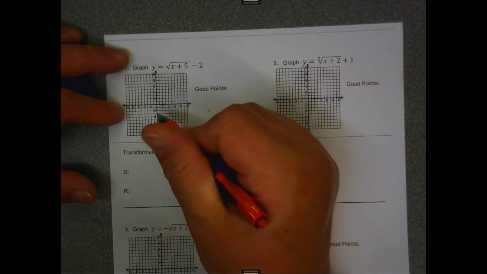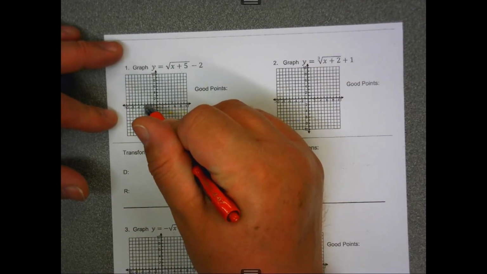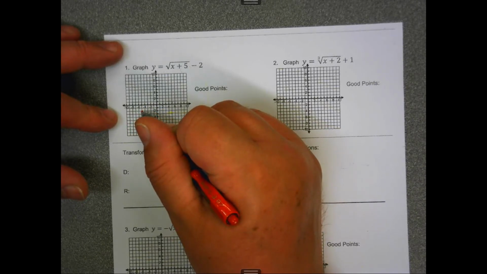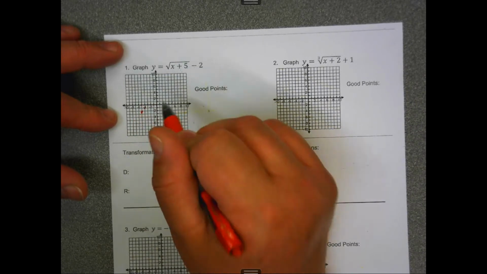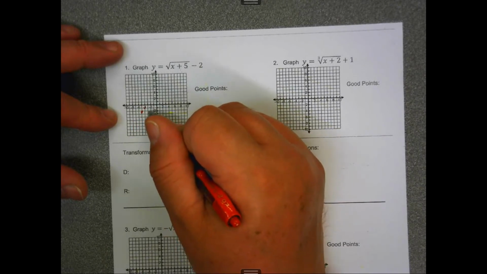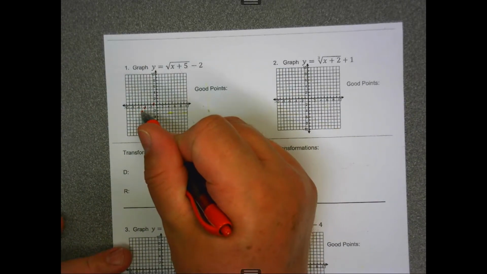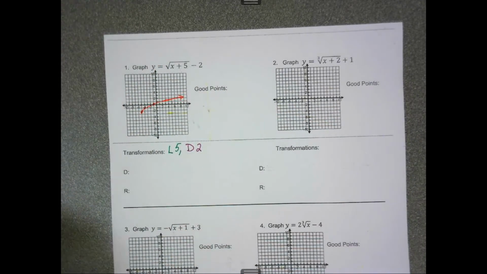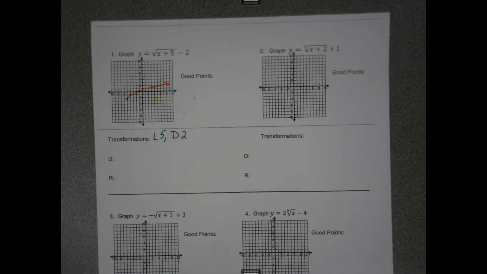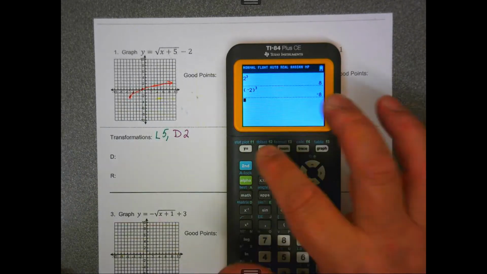If you use your 0, 0, let's see, I'm going to go left 5, 1, 2, 3, 4, 5, and then down 2. So my new 0, 0 is at negative 5, negative 2. Then you can do your 1, 1, and then your 4, 2, and sketch your graph that way. There's my square root function without the calculator. Most of you are going to use a calculator. So let's go ahead and do that.